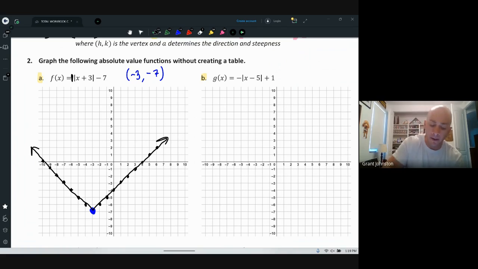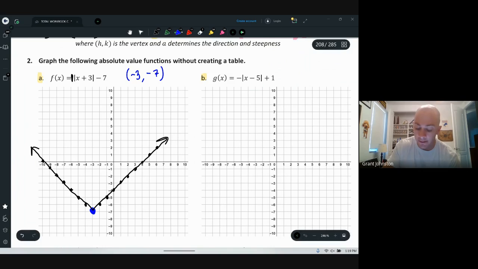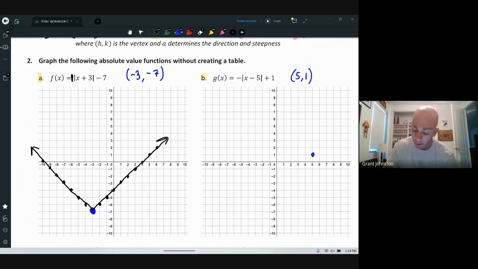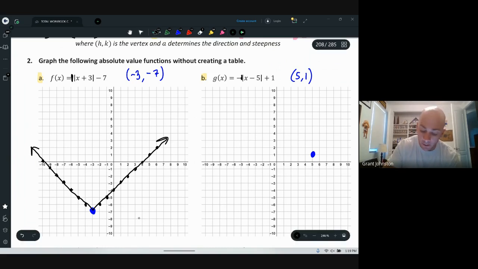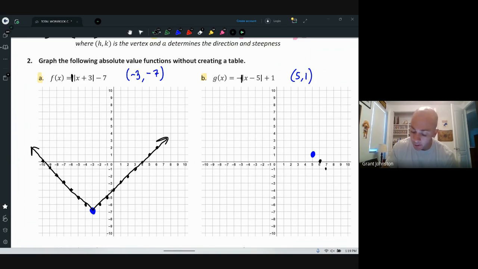Let me show you b. Okay, the vertex on this one, remember it's the opposite of that. So it's going to be +5, 1. So here. And then this slope is just like a -1. So that means it's going to open down. It's going to go down 1 over 1 like this. So that's good enough. Sorry, my line's really wiggly. Okay. So let me do a couple more.